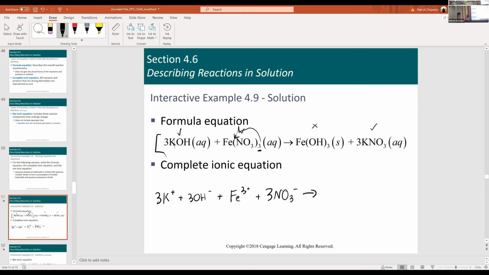So now that reacts to produce iron 3 hydroxide. Now this is a solid. This is not soluble. It's a precipitate. So we can't split it apart. That's not how it behaves in the solution. In the solution, it's still a precipitate. Plus the remainder, the 3KNO3, is still going to be soluble, right? It's very soluble. So we have 3K+ and 3NO3-. That will still be broken apart into its ions. So this is what we call the complete ionic equation.